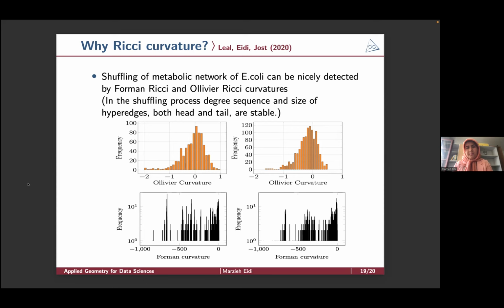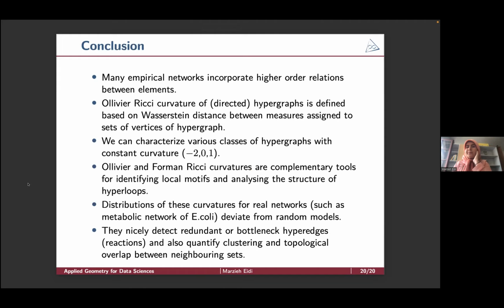As the conclusion, many empirical networks incorporate higher order relations between the elements. Ollivier-Ricci curvature of directed hypergraphs is defined based on Wasserstein distance between measures assigned to the sets of vertices of a hypergraph. We can characterize various classes of hypergraphs with constant curvature. Ollivier and Forman curvatures are complementary tools for identifying local motifs and analyzing the structure of hyperloops. And distributions of these curvatures for real networks, such as the metabolic network of E. coli, deviate from random models. And they nicely detect redundant or bottleneck hyperedges and also quantify clustering and topological overlap between neighboring sets. So thank you very much for listening, and I would be happy to answer the questions.